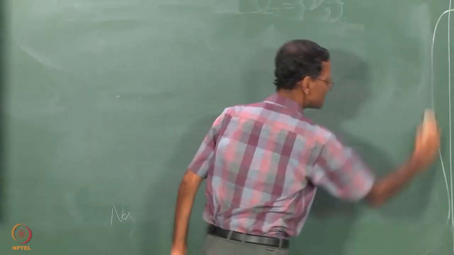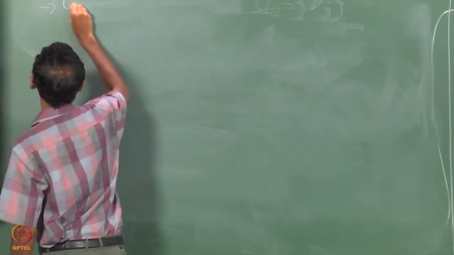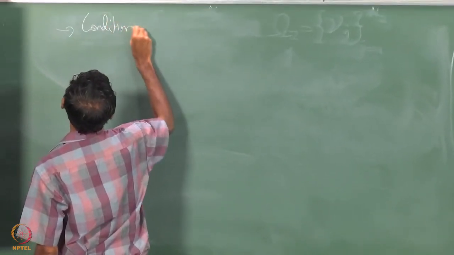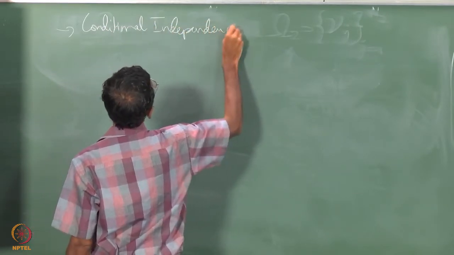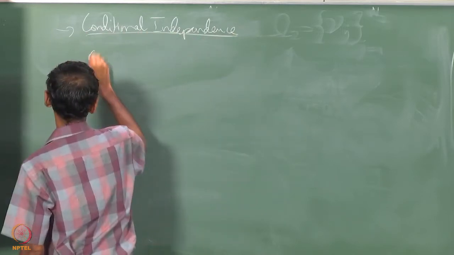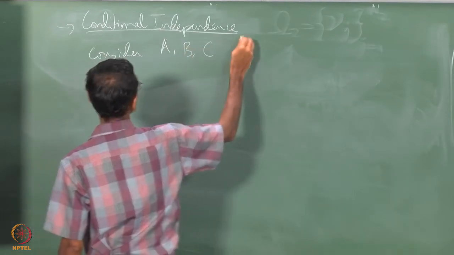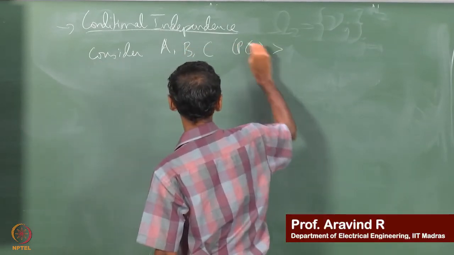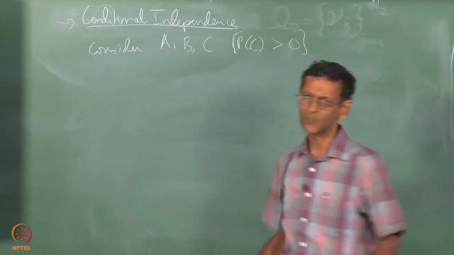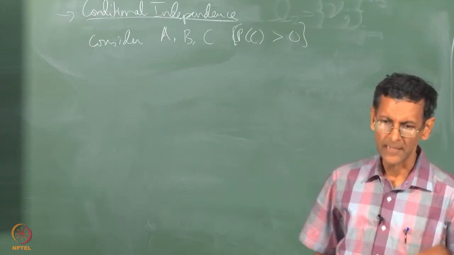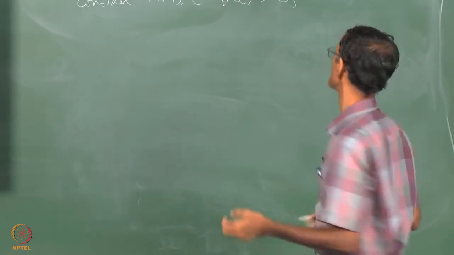So now I will talk of one more very important concept, which is conditional independence. Consider some three events A, B, C, with, let us say, P of C alone, since we are interested in conditioning on C. I'm not going to keep on saying it, maybe one last time: any time you condition on an event, you assume implicitly its probability is non-zero.